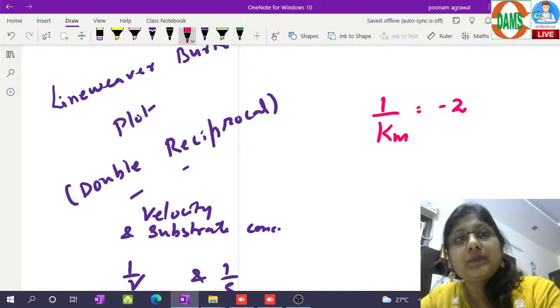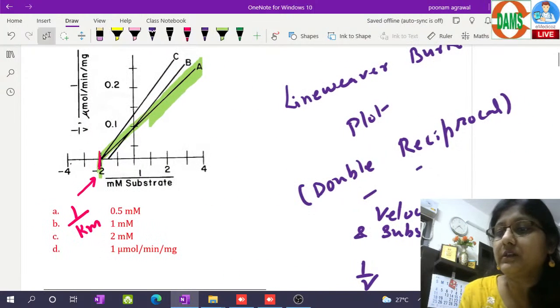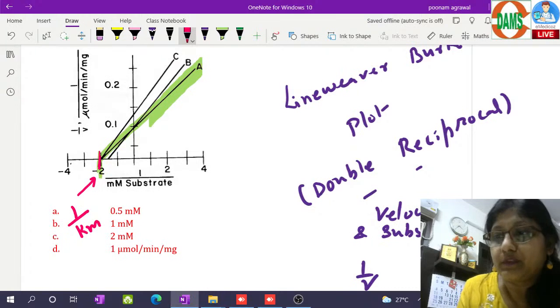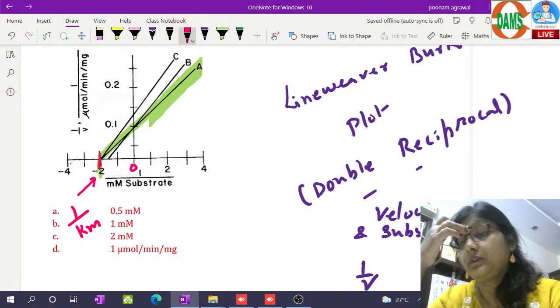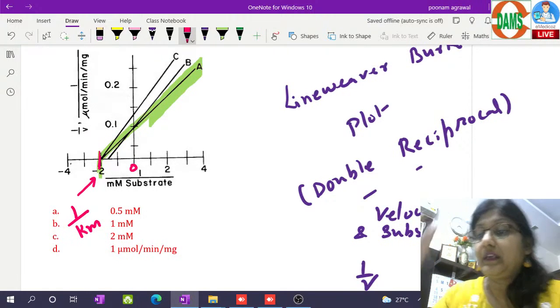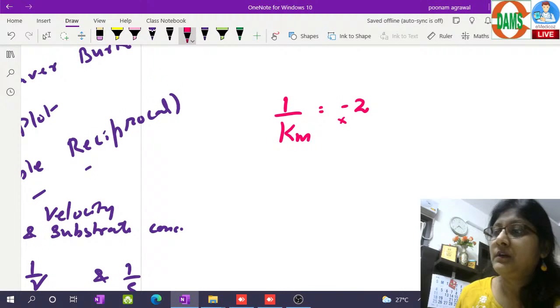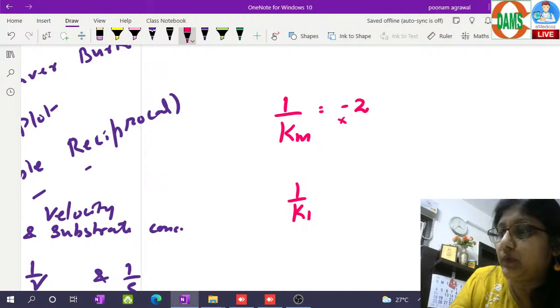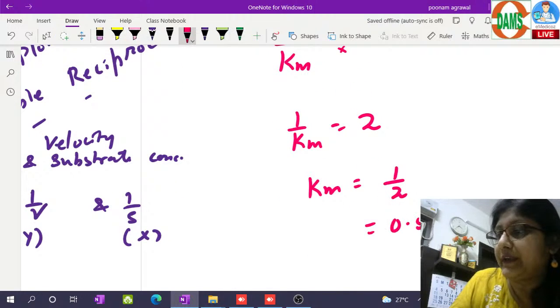In fact, minus and plus signs do not have any statistical significance, rather they are just denoting that if it is minus, it is towards the left side of the 0, and if it is a plus value, it is on the right side of the x-axis. So 1/Km is shown to be -2. We can omit this minus symbol and see that 1/Km is 2. So if we calculate the Km, it becomes 1/2, which is going to be 0.5.